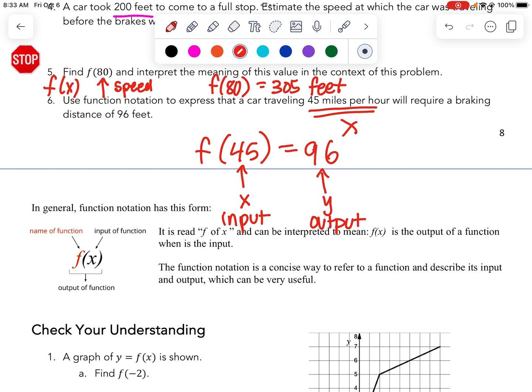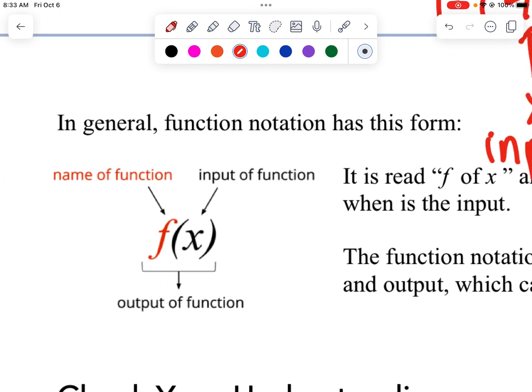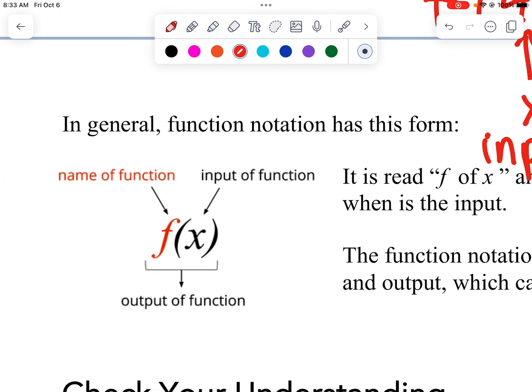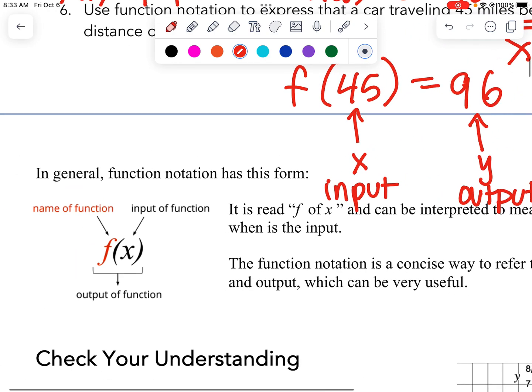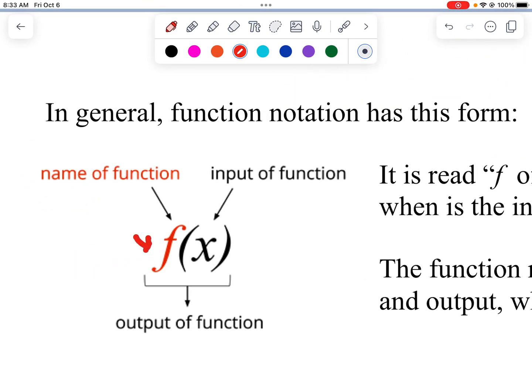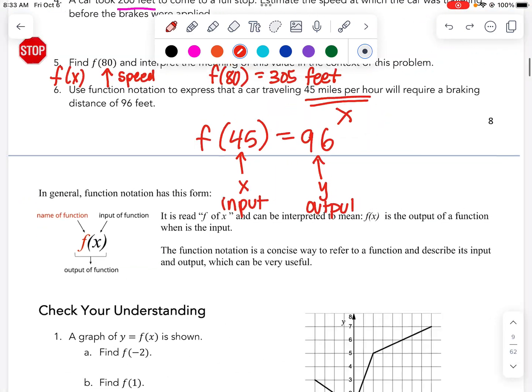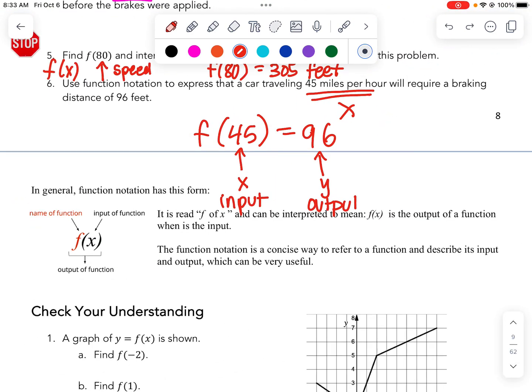So this is function notation. It tells you what the input is, and then it wants you to get the output, or it might give you the output and you can find the input. So it says in general, it's this form. f of x is how we say this. This is the name of the function, f, and then x is the input, and then the whole thing is the output. So f of x is how it's said. You can use other letters if the name of the function is different, like g of x, m of x, n of x.